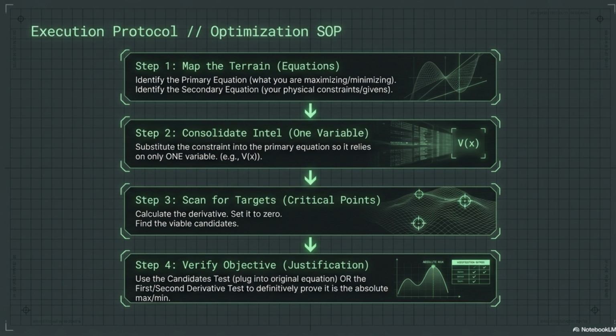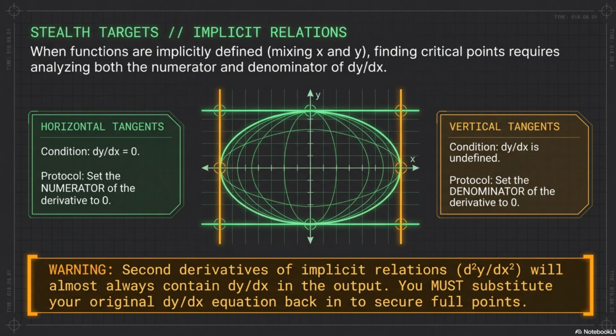Here is your execution protocol standard operating procedure for optimization. Step 1. Map the terrain by identifying your primary equation and secondary constraints. Step 2. Consolidate intel by substituting the constraint so your primary equation relies on only one variable. Step 3. Scan for targets by taking the derivative and finding the critical points. Step 4. Verify the objective by using the candidates test or a derivative test to definitively justify your absolute max or min.